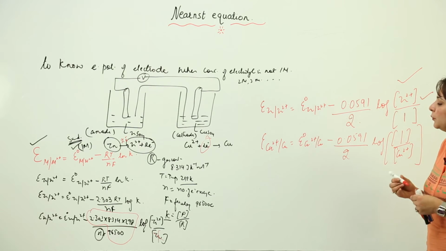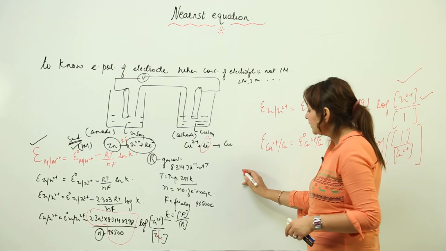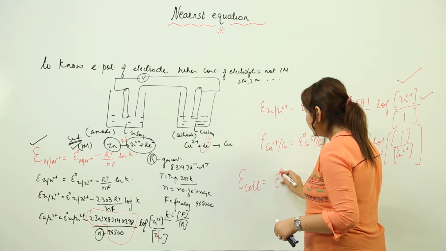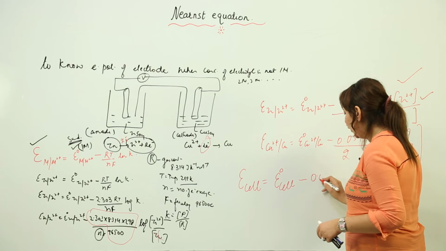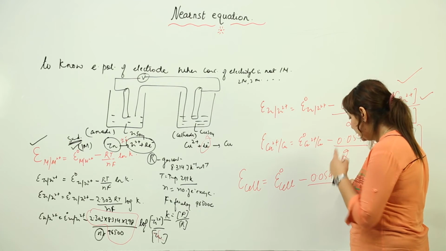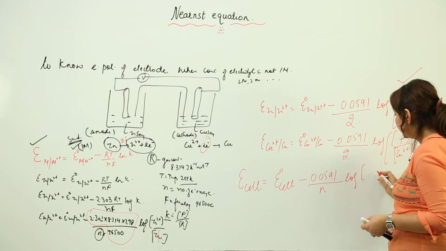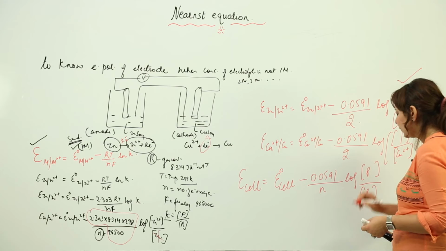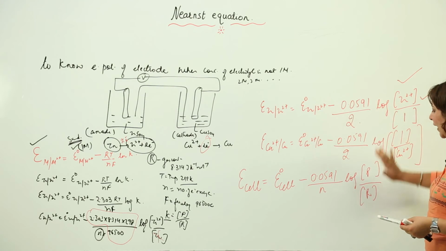So now I am in a position to write the complete EMF of the cell. So the complete EMF of the cell is E naught of the cell minus 0.0591 upon N log product divided by reactant, right. So this is this. So I am going to substitute these values into this.